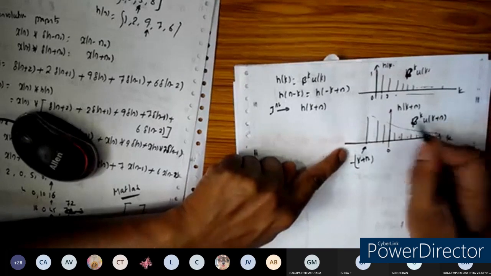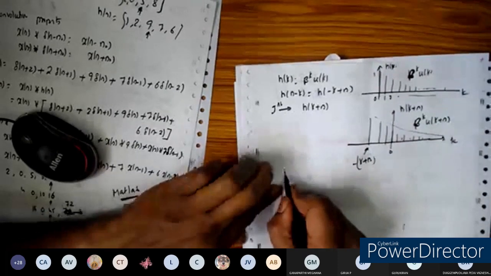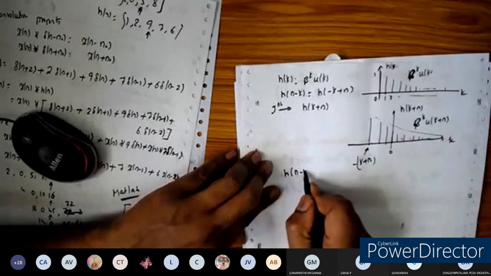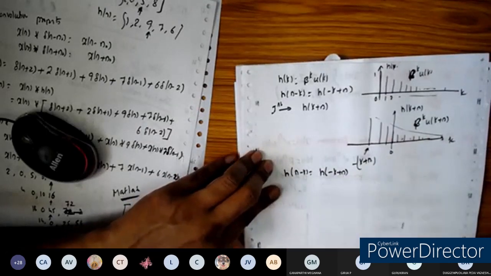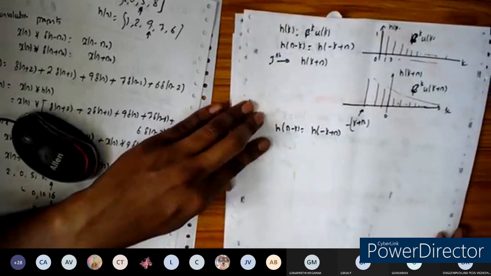Next, I want the signal called h of n minus k. This is also nothing but h of minus k plus n that I need here. H of minus k plus n.